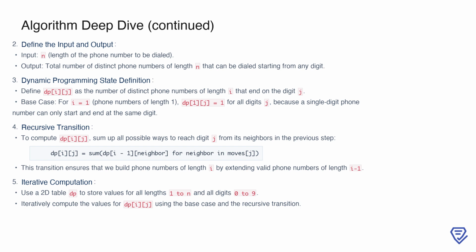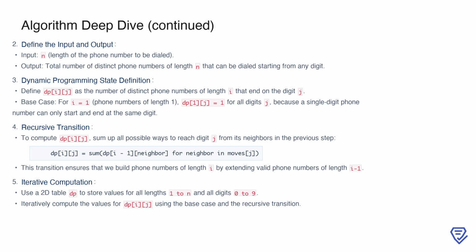The input is n, the desired length of the phone number, and the output is the total number of distinct phone numbers of length n that can be dialed starting from any digit. To solve this, we define a dynamic programming state, dp[i][j], where dp[i][j] represents the number of distinct phone numbers of length i that end on digit j.